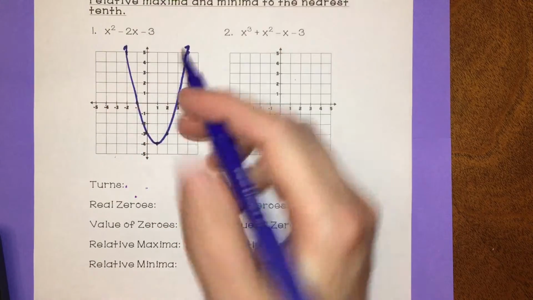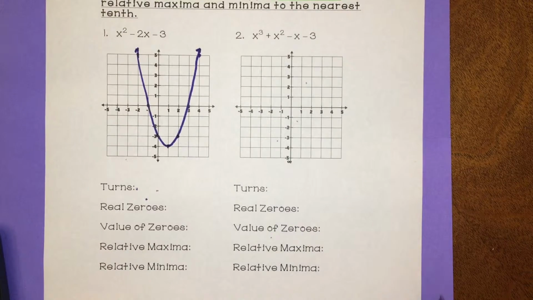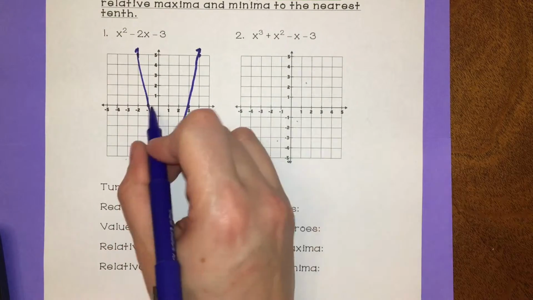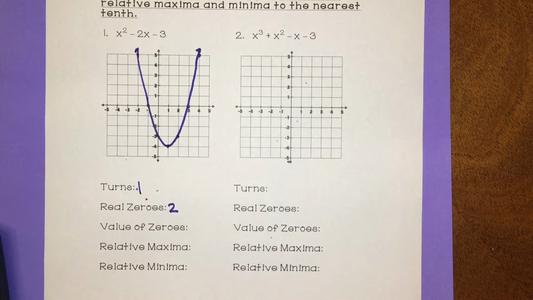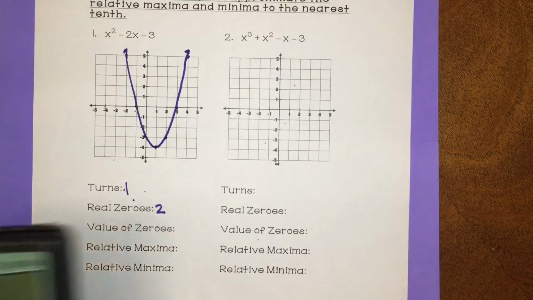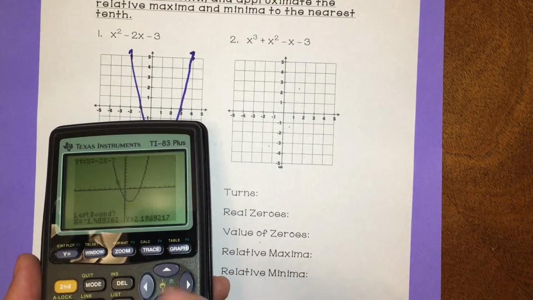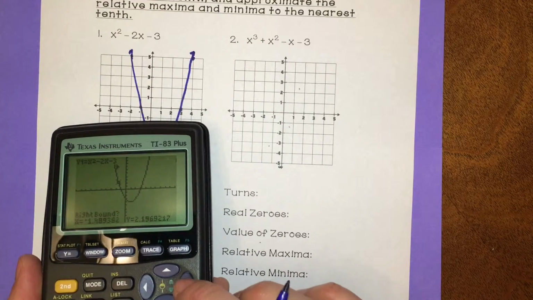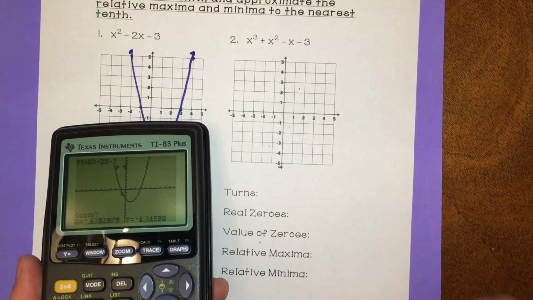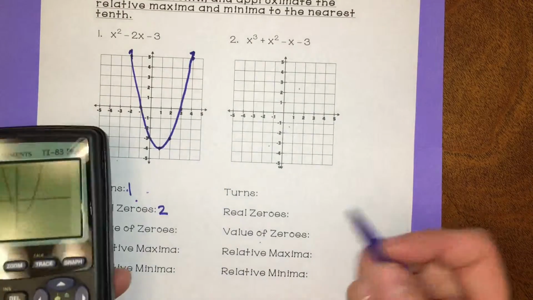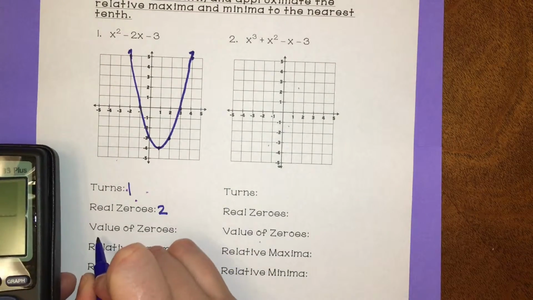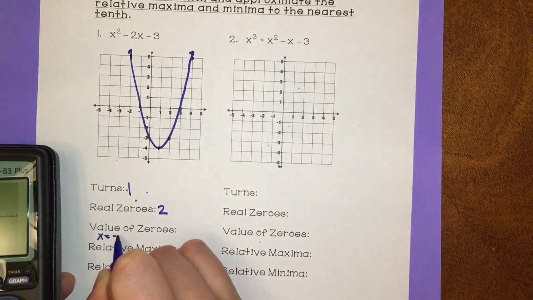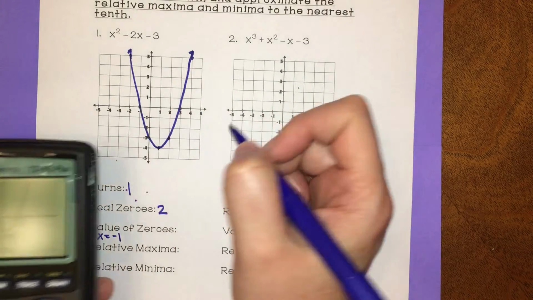All right, maximum number of turns. 2 minus 1 is 1. Real zeros, there are 2 of them. The value of your zeros, hopefully you went to calculate, you had your 0. Left bound, right bound, and it says negative 1, 0. So x is equal to negative 1. So it is truly negative 1.